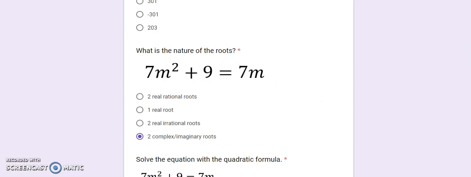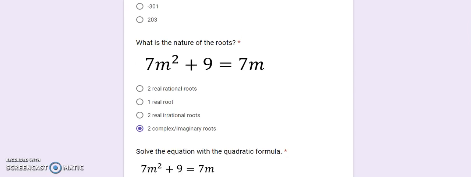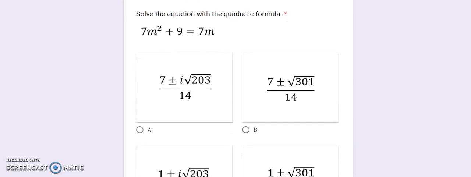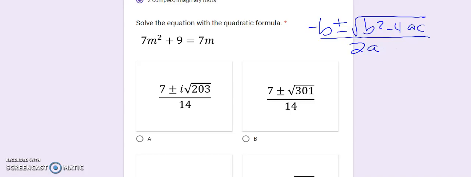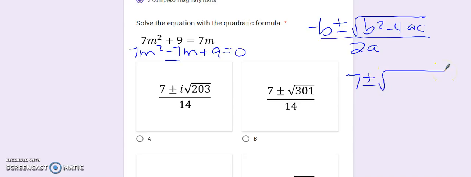And then the last part is to find the answer using the quadratic formula, which is -b plus or minus the square root of b squared minus 4ac, all over 2a. So we already did this earlier. We moved everything to one side and made it equal to 0. And -b, that would end up being +7 because it's just the opposite of b. We already figured out the discriminant, the b squared minus 4ac. And then it's all over 2 times a, and our a is 7.